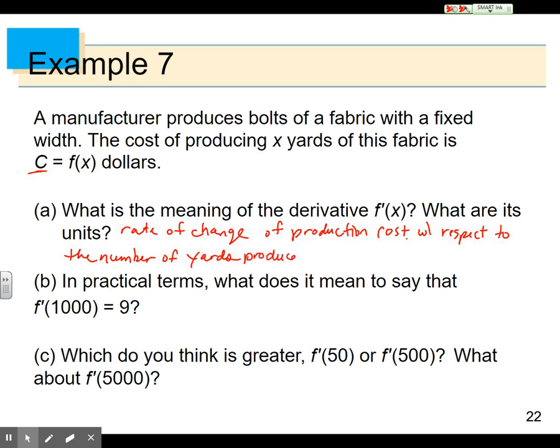And so to get its units, I'm going to come up here for the units. Remember, my f prime is going to be the change in y over the change in x. Well, y in this case is going to be my cost, and then change in x is going to be the number of yards of fabric. And so cost, we normally measure in dollars. And this fabric, we're measuring in yards. So my units on that would be dollars per yard.